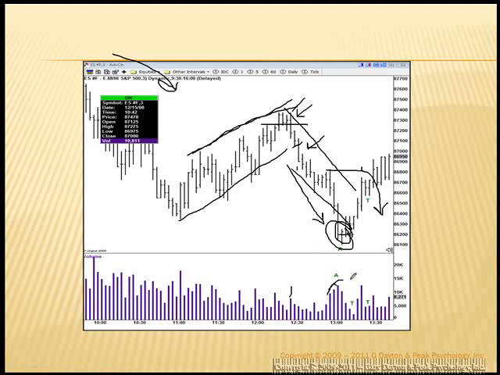So that's telling me that the swelling of the volume is stopping volume. Stopping volume means that the down move that I'm in, if I'm short, is now over. So why should I hold on to my position?